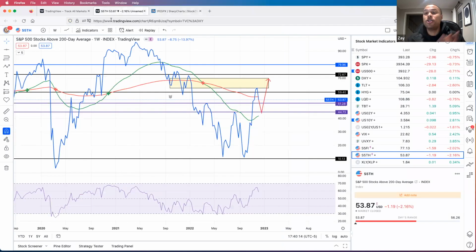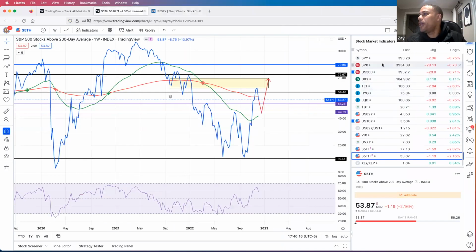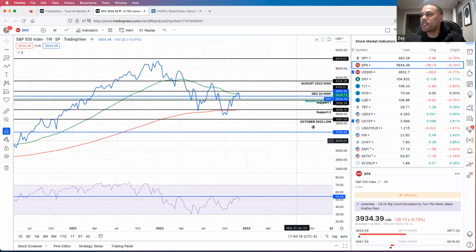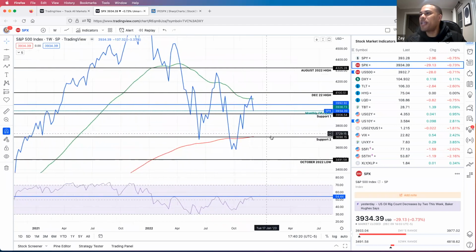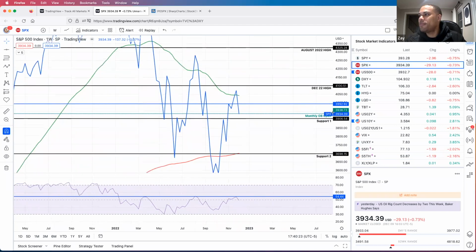Or no, we didn't do SPX itself. Let's do SPX. So looking at SPX from a weekly perspective, ultimately what happened is we got above the 50-day moving average. And this past week, we had a down 3% week.